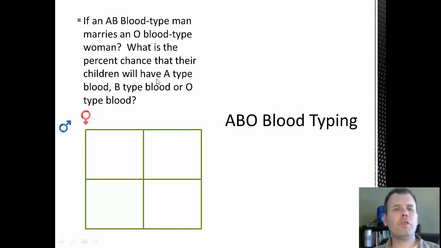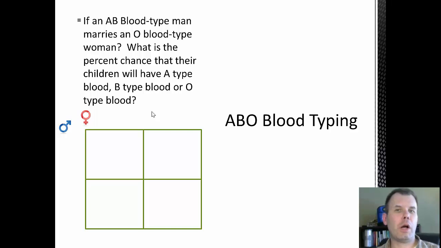All right, so let's do a problem and see if this makes any sense. Again, this is monohybrid, so we're only talking about four offspring, and we're looking at just one gene. If an AB-type man marries an O-type woman, what is the percent chance that the children will have A-type blood, B-type blood, or O-type blood? If you want to try this without me going through it, pause now. Then if you want to see how to solve this, you can watch it and then go back and try it yourself. If you didn't pause or you're continuing on, I'll show you how to solve it.